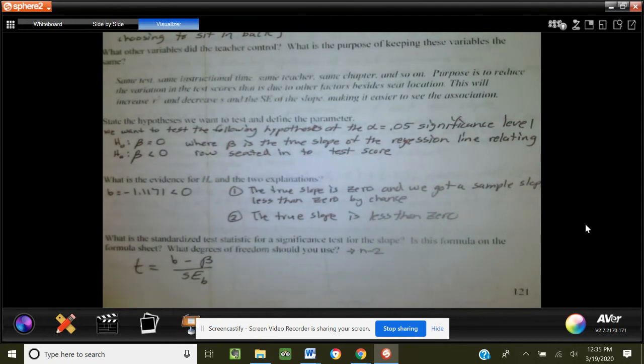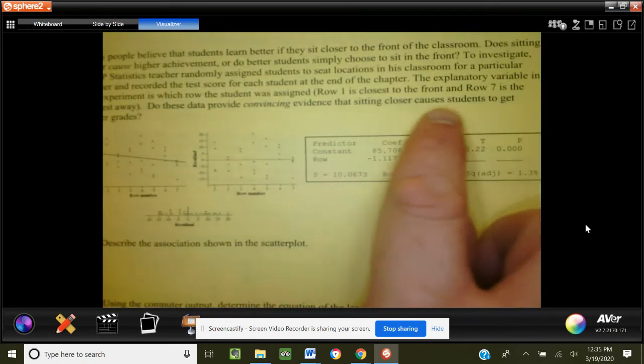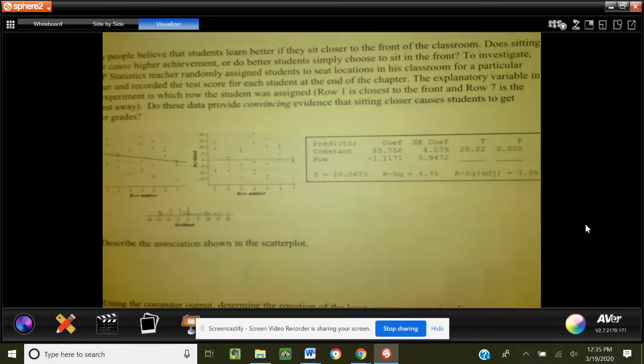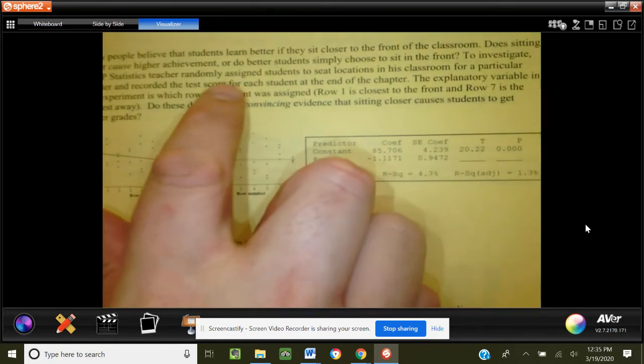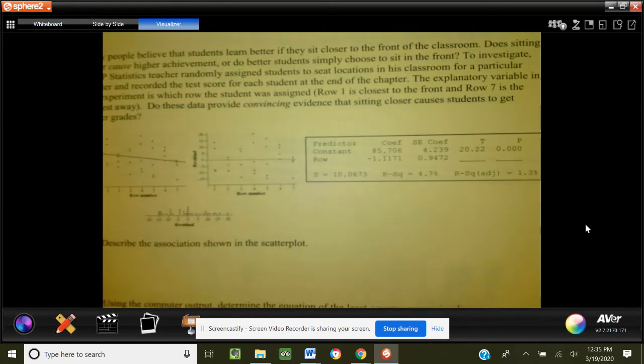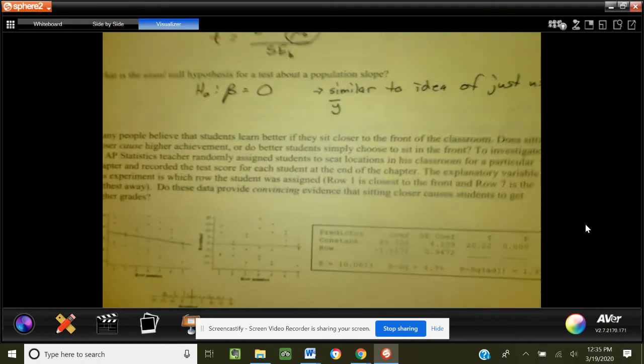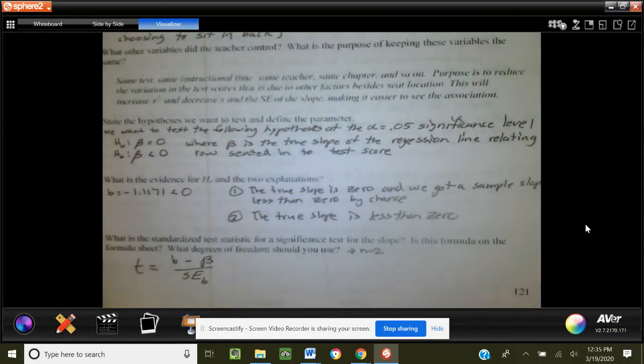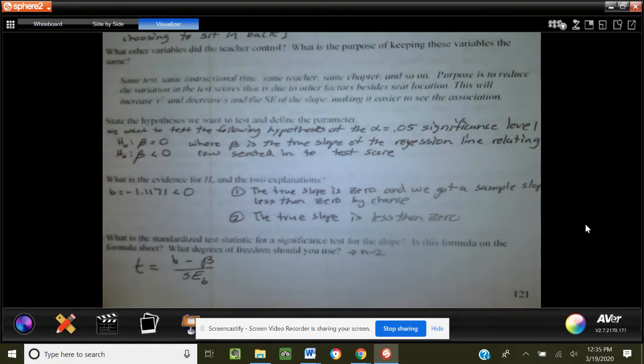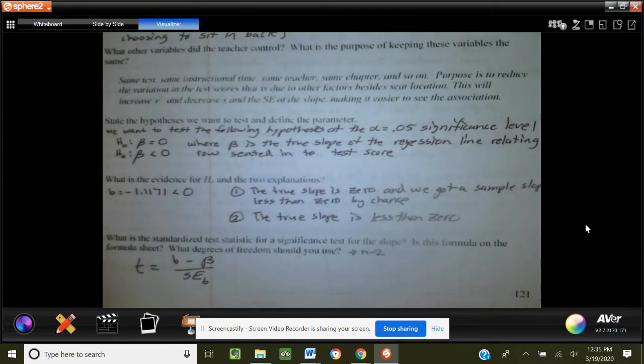In the question, going all the way back here, it says, do these data provide convincing evidence that sitting closer causes students to get higher grades? Now for the causation, we're doing random assignment. We're doing an experiment, so that would satisfy causation. Does a lower row number cause students to get a higher grade? In a case like that, the slope would be negative, right? Because as row number goes up, grade goes down. So we're specifically testing here that the slope is less than 0. If they're just looking for any type of association, then you might use not equal there.